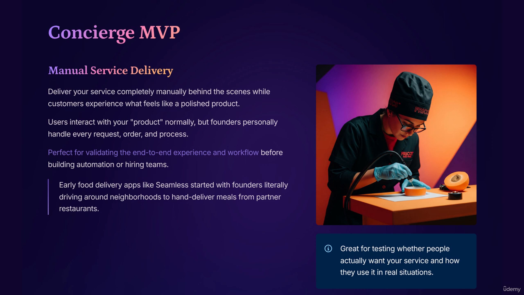One classic example is the early days of Seamless, a food delivery platform. Instead of building complex logistics software upfront, the founders literally drove around neighborhoods, hand delivering meals for restaurants. It wasn't scalable, but it proved people wanted the service. Concierge MVPs are best when your question is, will people actually pay for this service? They validate demand before you automate or scale.